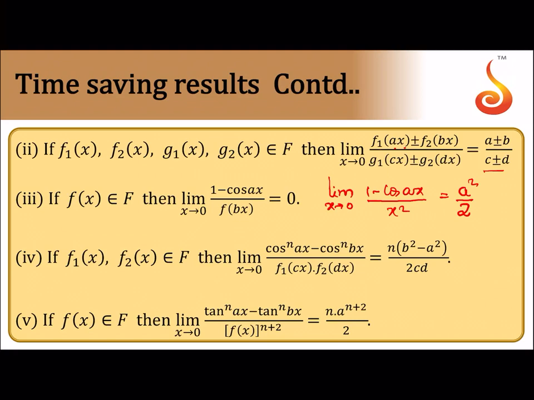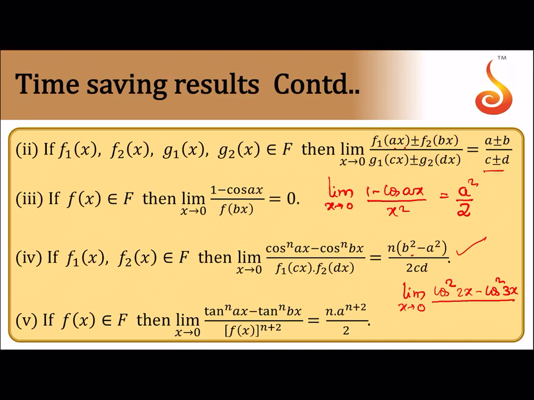Same thing. Okay, here one of the most important, limit x tending to 0, 1 minus cos ax by x square, is very, very important: a square by 2. Here x is there, that's why it is 0. So limit x tending to 0, 1 minus cos ax by x square is a square by 2. Of course, cos nax minus cos nbx by f1(cx), f2(dx) is given to you. You can directly apply n into b square minus a square by 2cd.